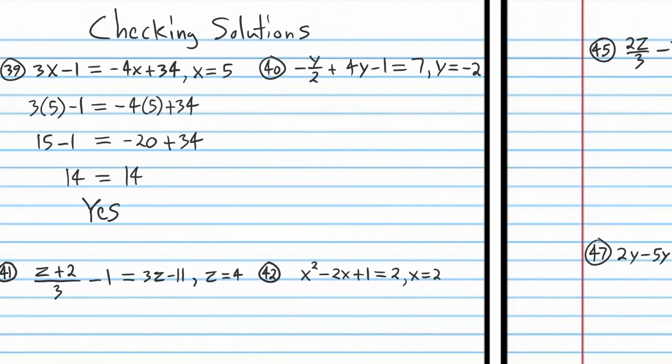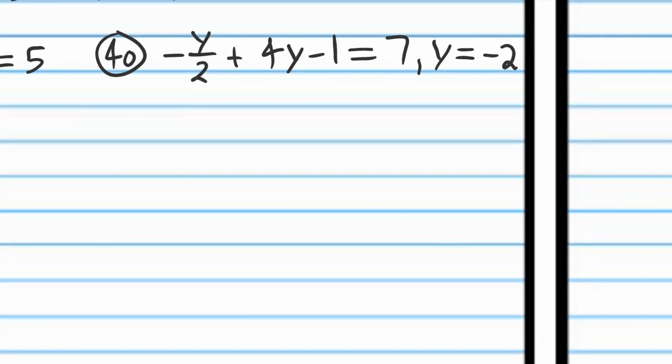All right, so let's try number 40. So they're saying y is equal to negative 2. So we're going to check that. So we're going to plug in negative 2 wherever we see a y. Whoops, I need a negative 2 there. So we're going to have a double negative on that one. And we need parentheses because we have negatives next to each other.